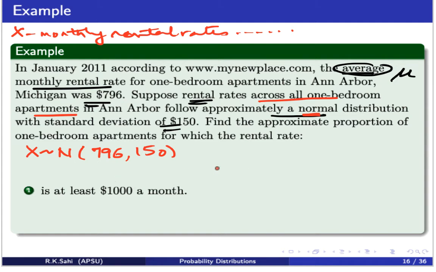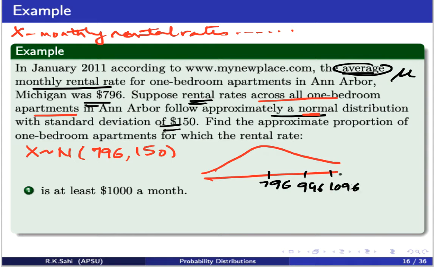What is the next thing we do? We make a little bell-shaped curve and write down the values. This is 796. We add 150 to it, and we get 946. Again we add 150, we get 1096. And one more 150, we get 1246. This is adding as we go to the right, and as we go to the left, we subtract. The bigger one in the middle is the mean.